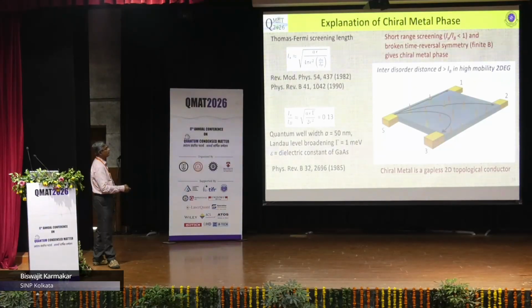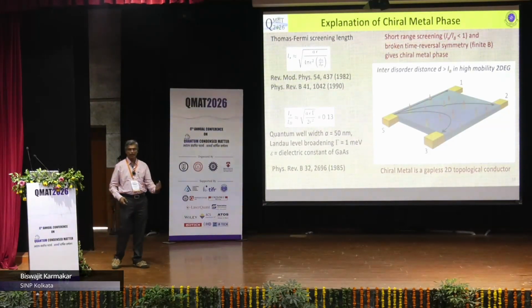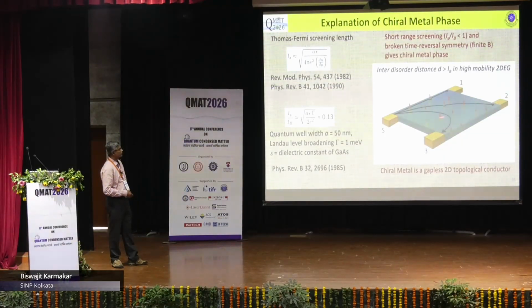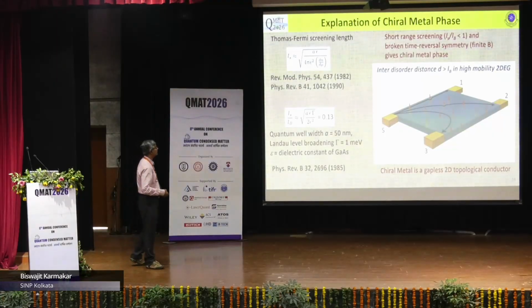when we are in the short range screening range in the compressible fluid, the disorder is like point disorder, okay, and the rest of the thing is flat. So, it is a flat potential landscape. In this case, if there is a broken time reversal symmetry, then electron moves without any scattering. It goes from 1 to 2 following these orbits, and this is the reason this is a chiral metal, and the goblet is a 2D topological conductor.